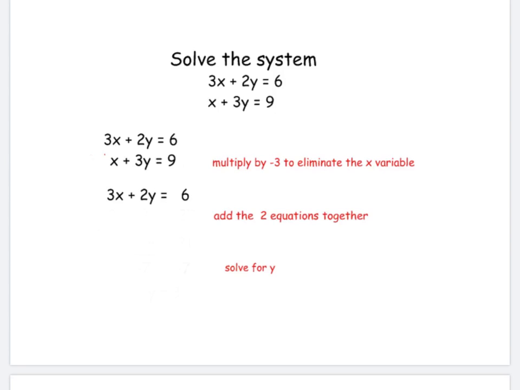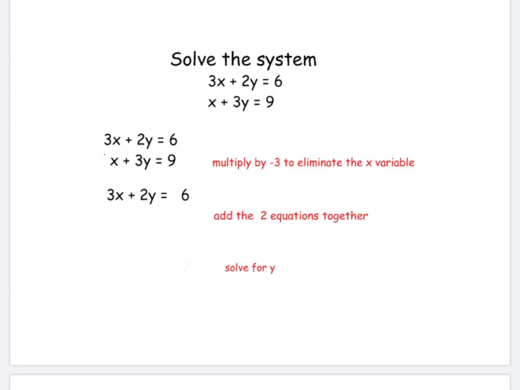I switched to this slide a little too early, but let's take a look at this one. This is a different system of equations. We have 3x plus 2y equals 6 and x plus 3y equals 9. Notice that our variables are lined up. The x's are on top of each other, the y's are on top of each other. However, this time we do not have coefficients that are opposites, so we need to make them.